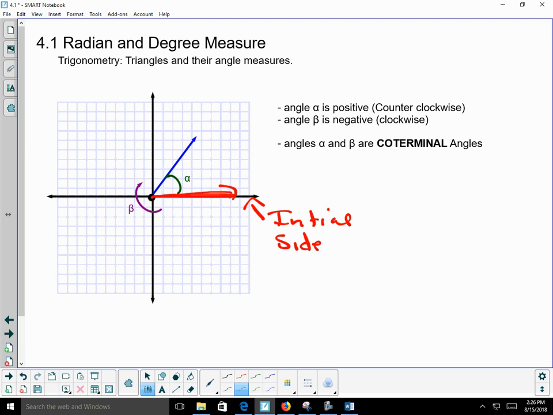And what I notice about the initial side is it's always on the positive x-axis. So every angle that you draw in trig will start with your first line being drawn from the origin on the positive x-axis, so pointing towards the right. Then my second ray that makes up the angle is, in this case, here. That's going to be what I call the terminal side.